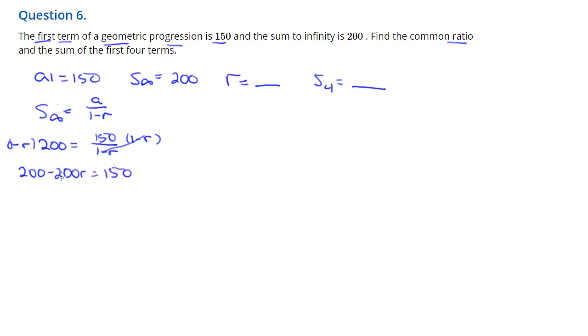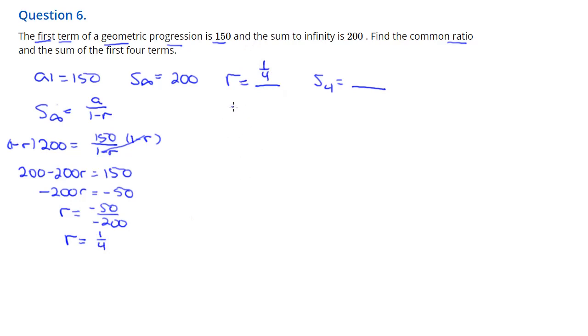And now all I've got to do is get the r by itself. I'm going to subtract 200 on both sides. That's going to give me negative 200r is equal to negative 50. And then I divide both sides by negative 200, and I find out that my r is equal to 0.25 or 1/4. So there's my r.